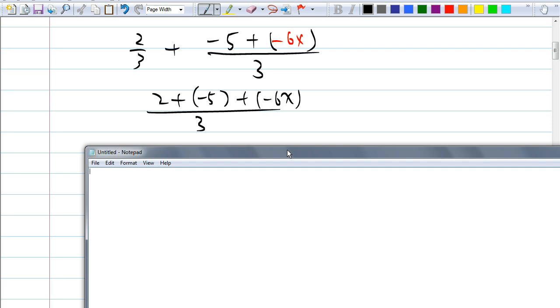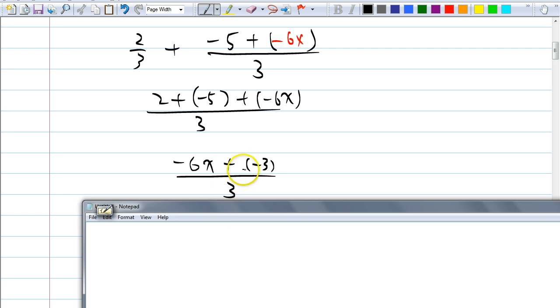Now that we have a common denominator, does the denominator change to something other than 3? No. That's why we have a common denominator. When you add two fractions, the denominator stays the same. All we have to do is now add the numerators together, and we get, you're right, negative 6x plus negative 3. Notice I wrote it in standard form. We like things in standard form.